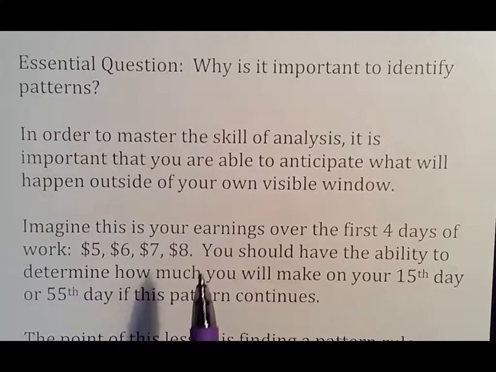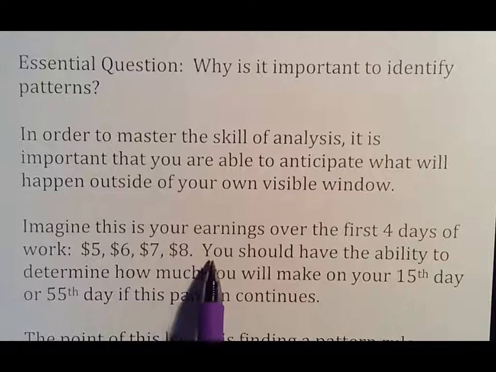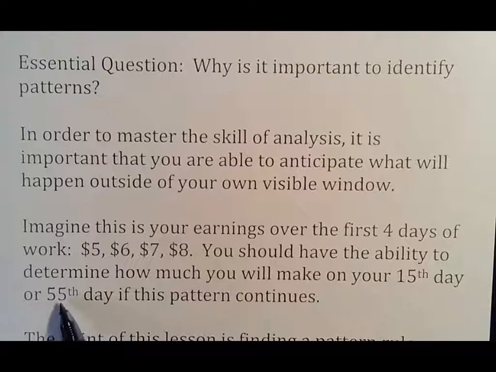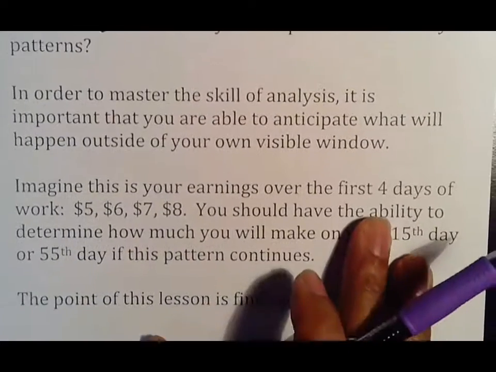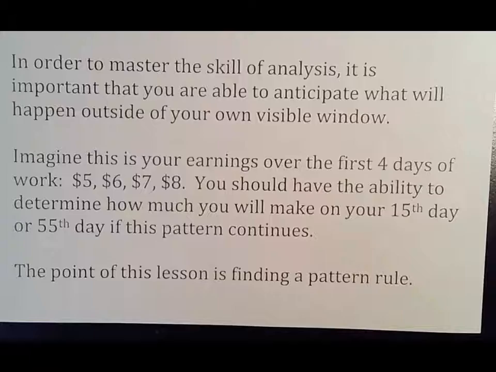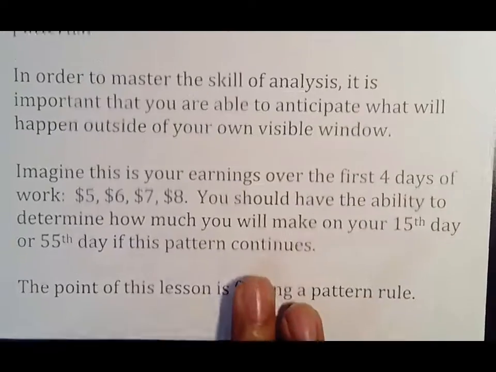pattern continues. It's easy enough to know your 5th day is going to be 9, 6th day is going to be 10, and you could use a long pattern, but does that really help when I want to find out what I'll be making on the 55th day? Nope, because there's a formula: you can typically make a rule and just plug it in and get the answer you're looking for. Okay?